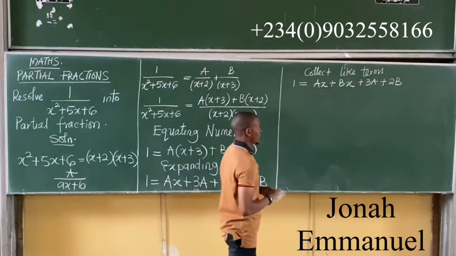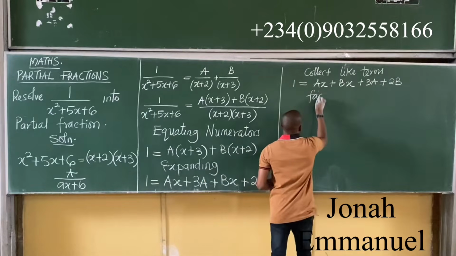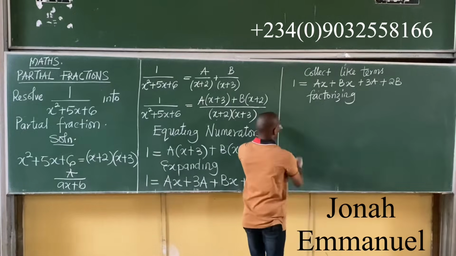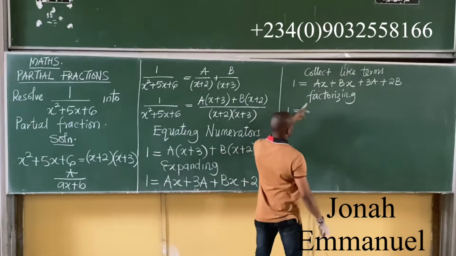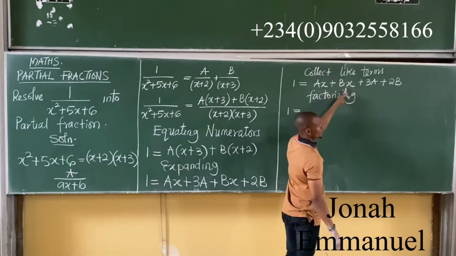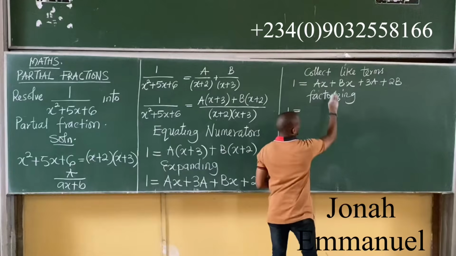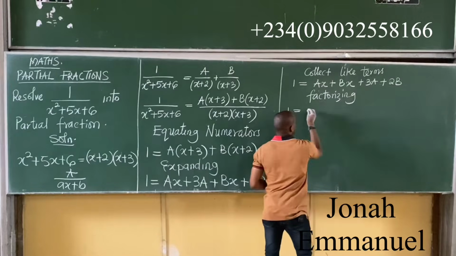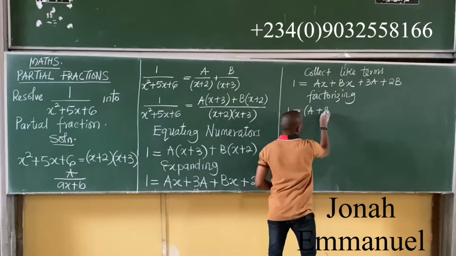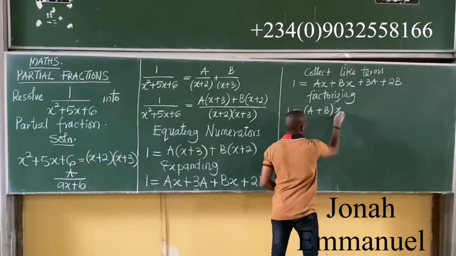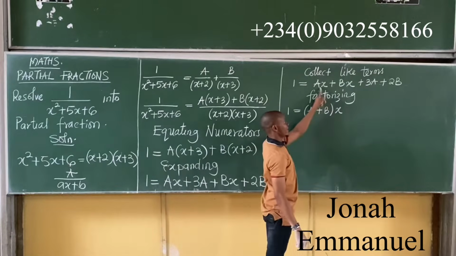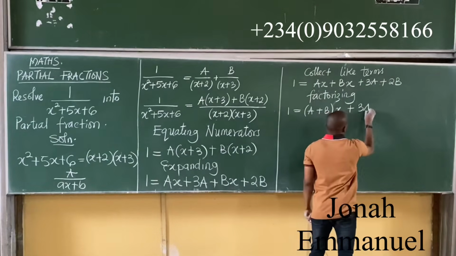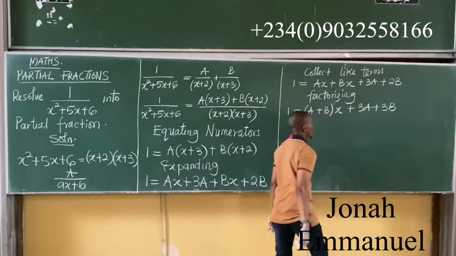After collecting like terms, what next? I'll have to factorize. If I factorize this, I have 1 is equal to, these two terms contain x. So factorize the x out. If I take out x here, I'm left with just a. Take out x here, I'm left with just b. So it becomes a plus b, all into x. So a times x gives you ax. b times x gives you bx. Next one, take out the constant. 3a plus 2b. I have it.